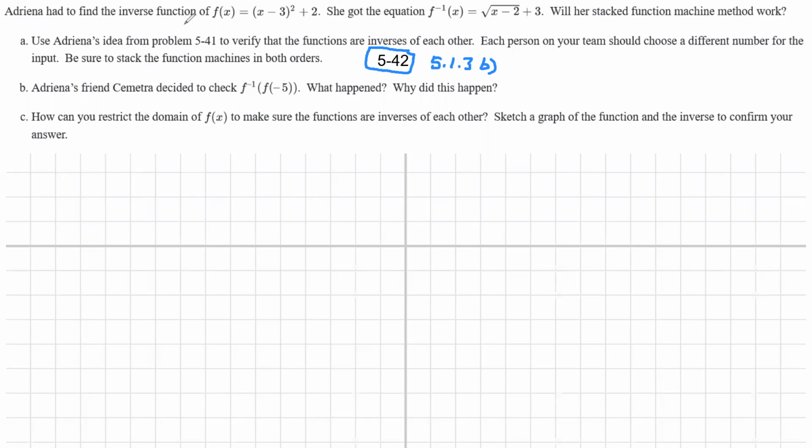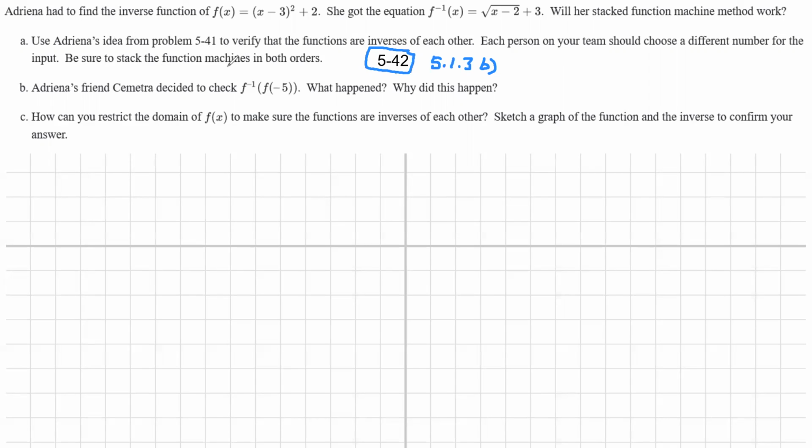Adriana had to find the inverse function of f of x equals (x minus 3) squared plus 2. She got the equation square root of (x minus 2) plus 3. Will her stacked function machine method work? Use Adriana's idea from problem 41 that we just did in the last video to verify that the functions are inverses of each other. Each person on your team should choose a different number for the input. Be sure to stack the function machines in both orders, so f of x and then f inverse and then vice versa.